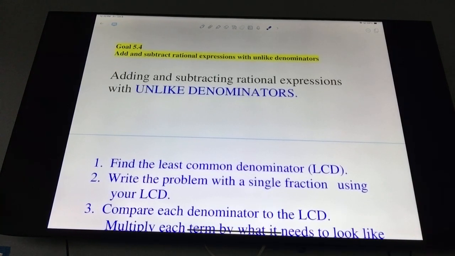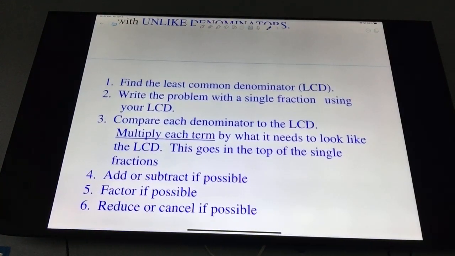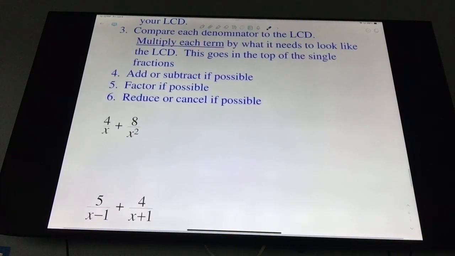Okay, so as I said, several of the steps from the previous lesson, which we may or may not remember, are going to be carried over to this. Our first step is to find the least common denominator, and that's one of the more challenging parts. Step 2 we've done, writing it as a single fraction, and then step 3, that's the challenging part, getting this part correct, okay? And then the last 3 are the 3 steps we've covered before.